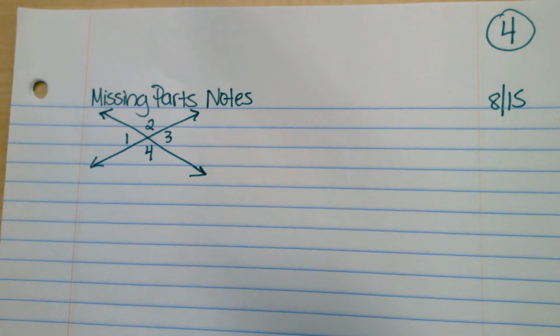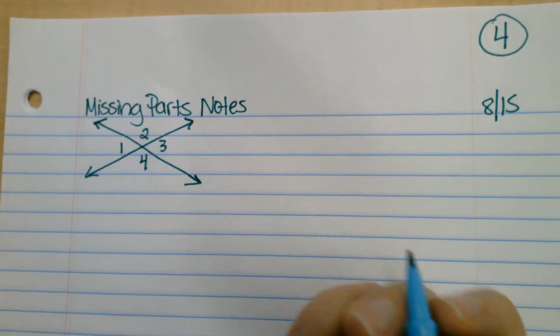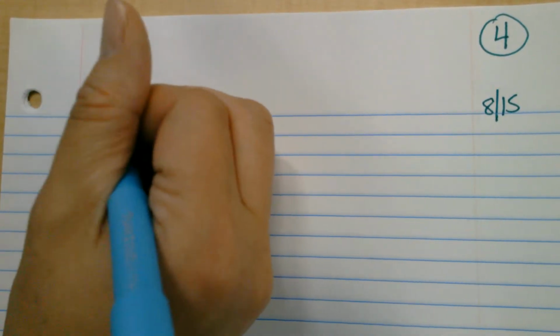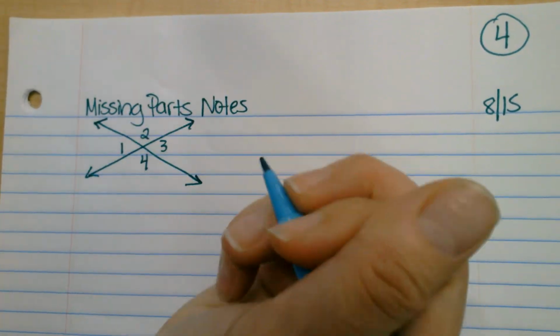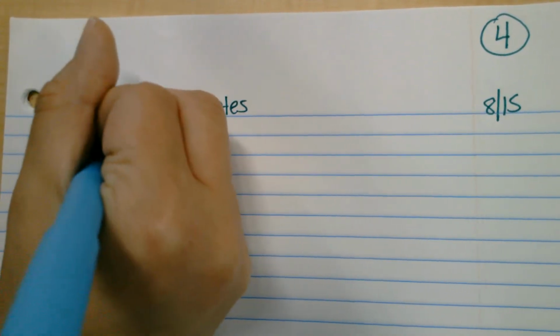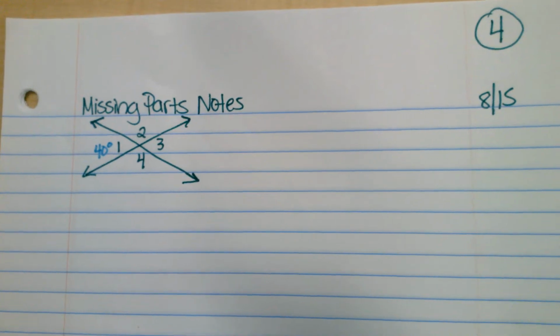How many degrees would you guesstimate that angle 1 is? 45? Any other guesses? 35? Okay, so let's go in the middle. Let's say it's 40. Is that okay? So if angle 1 is 40, how do we get the angle measures for all the other ones? Because I'm going to tell you, you only need one angle measure when we have two intersecting lines.